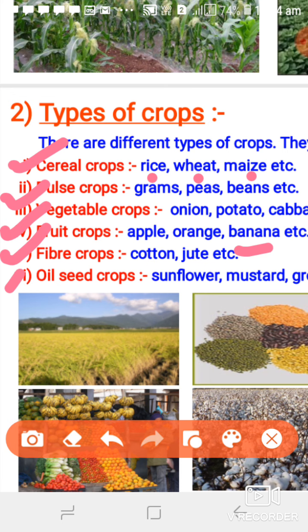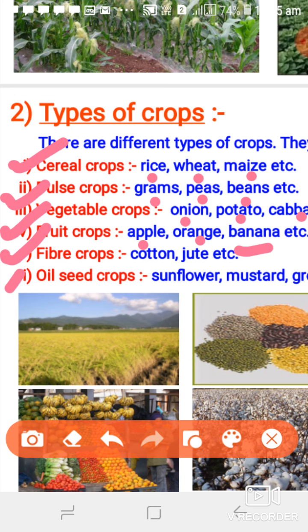The second one is pulse crops, like grams, peas, beans, etc. These are all in the pulse category, along with some other pulses. After that, we discussed vegetable crops like onion, potato, cabbage, radish, etc. Then fourth, fruit crops, all types of fruits like apple, orange, banana, etc.